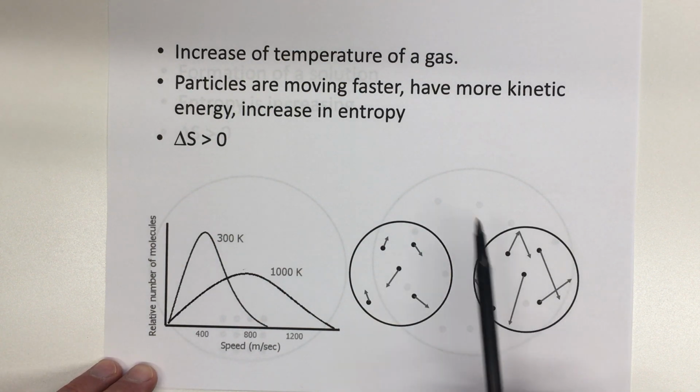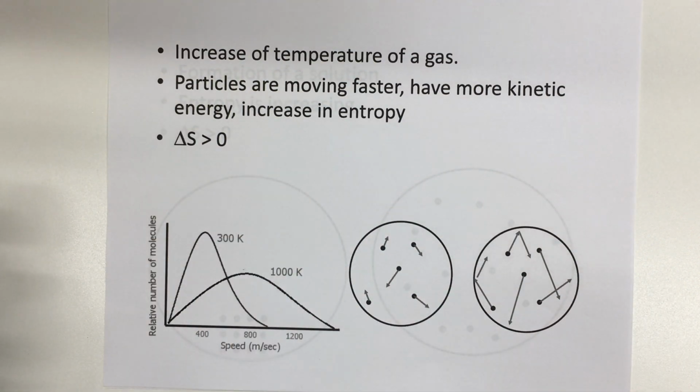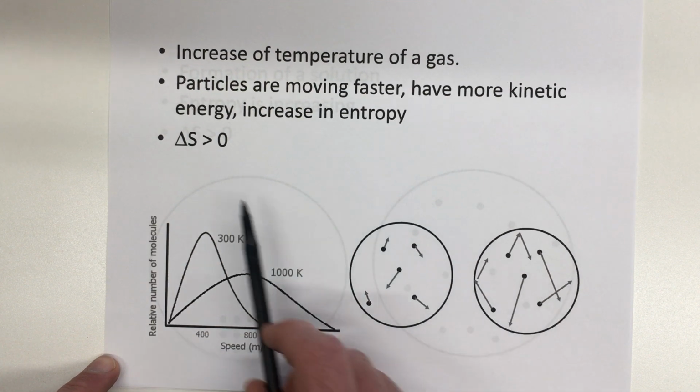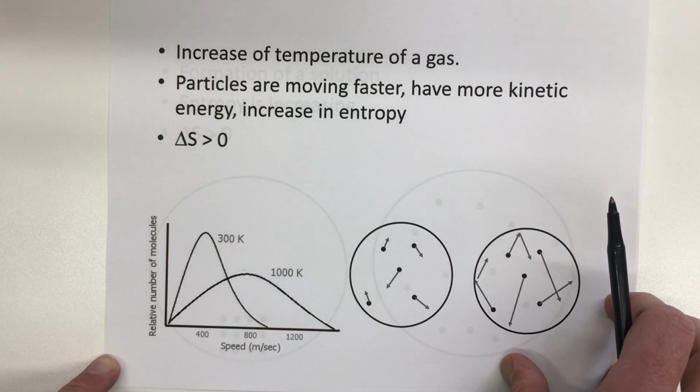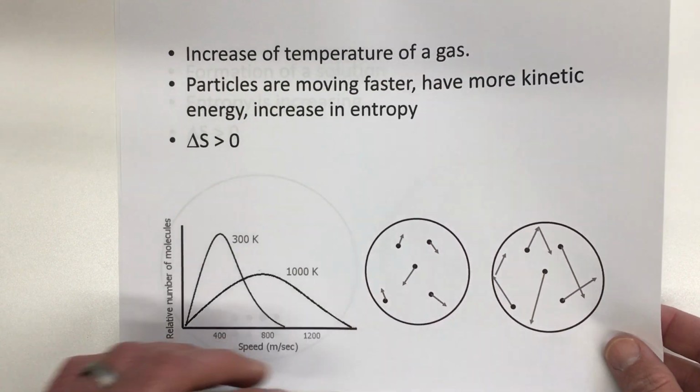When they're moving fast, they have more disorder, more freedom to move around and bounce off the sides of the container and each other. So heating the gas from a low temperature to a high temperature is a positive delta S. It's an increase in disorder and randomness.